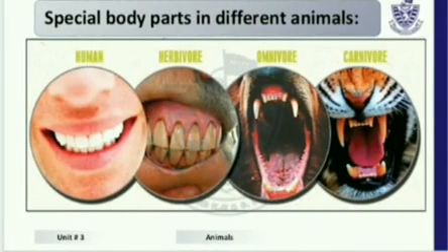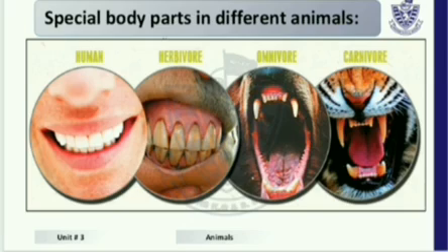Special body parts in different animals. Animals have different body parts to help them live, find food, and move. Birds have wings to fly. They have beaks to catch worms and eat grains and seeds. Ducks and frogs have webbed feet to help them swim.